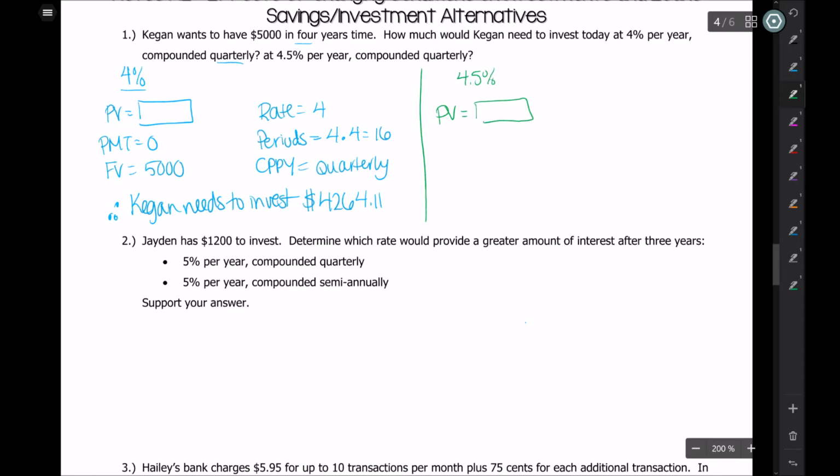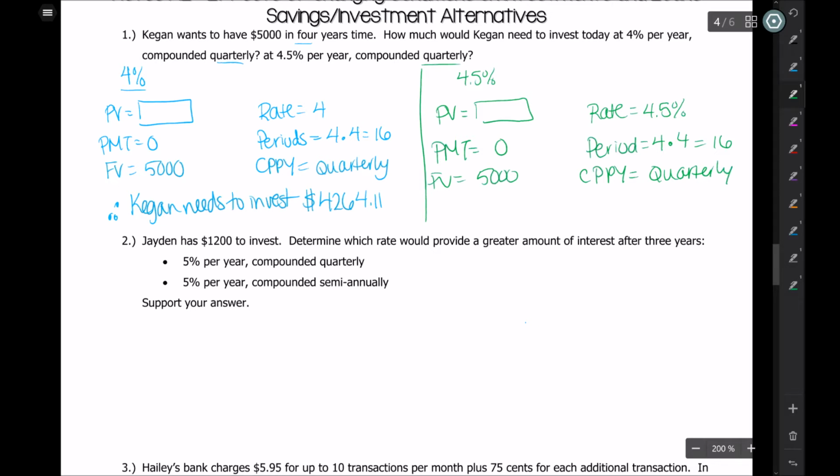But we also can see what happens if he is investing at a rate of 4.5%. Our present value is still unknown. This time our rate is 4.5%. By the way, we should expect the present value to be lower because we're going to get more interest, since the interest rate is higher. Our PMT is 0. The number of periods is still 4 years, still quarterly, so 4 times 4, which is 16. Our future value we still want to be $5,000. And our CPPY is going to be quarterly.